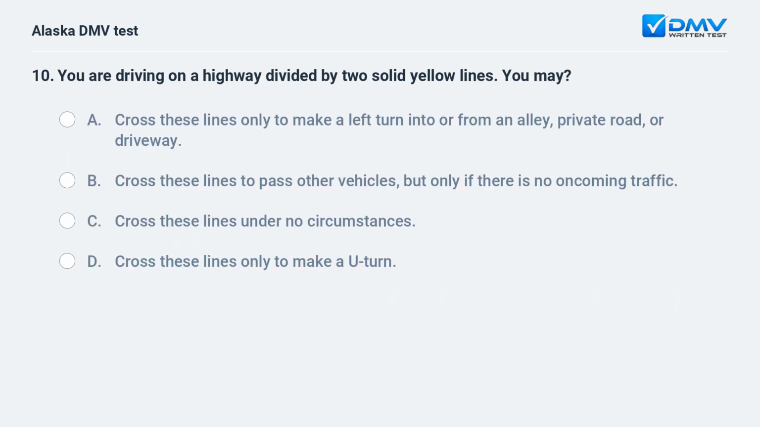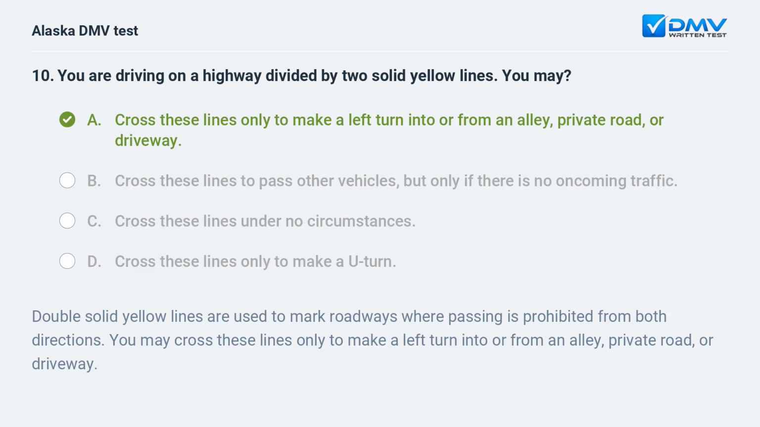You are driving on a highway divided by two solid yellow lines. You may A. Cross these lines only to make a left turn into or from an alley, private road, or driveway. B. Cross these lines to pass other vehicles, but only if there is no oncoming traffic. C. Cross these lines under no circumstances. D. Cross these lines only to make a U-turn.